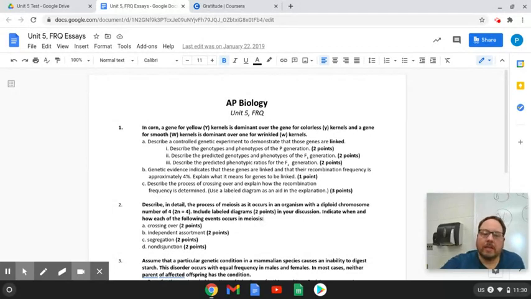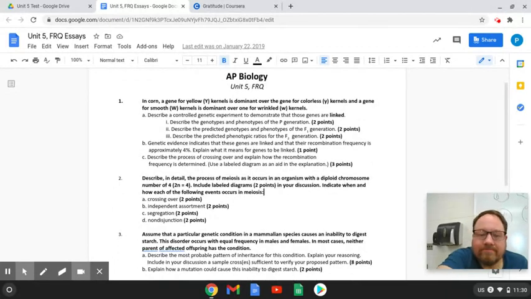So looking at FRQ1, it reads, in corn, a gene for yellow kernels is dominant over the gene for colorless kernels, and a gene for smooth kernels is dominant over one for wrinkled kernels. 1A, describe a controlled genetic experiment to demonstrate that those genes are linked. Now, they're not necessarily looking for you to come up with your own experiment on this. If you want an experiment that shows that 2 genes are linked, an awesome example is on page 301 of your textbook. Now, they're asking you about corn, but in reality, this is a Hunt Morgan fruit fly question.